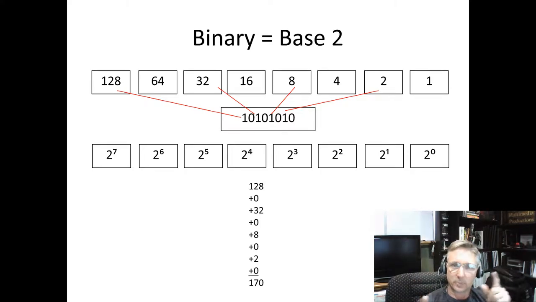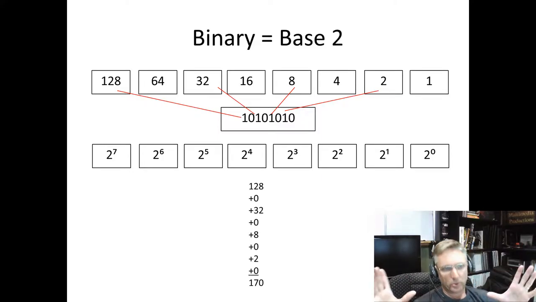I'll let you guess what the next column value is. It is, you're right, 256. So that's a byte, and it's 8 bits, and those are the column values for each bit in the byte. And that's how we would do binary.